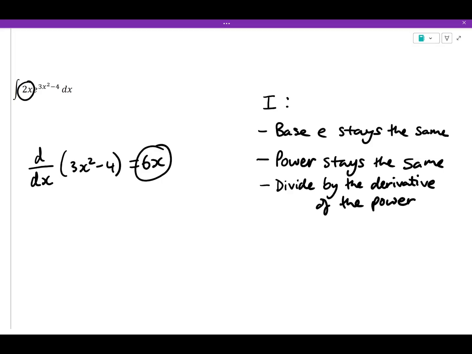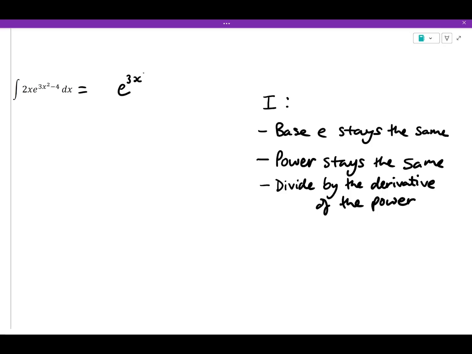Okay, so let's have a go at carrying out my steps then. Our first step says that our base e stays the same, so I'm going to write my e in. And then it says that the power stays the same, so we're going to write 3x squared take 4 as the power. And then it says divide by the derivative of the power. Well, we just differentiated the power during our check.